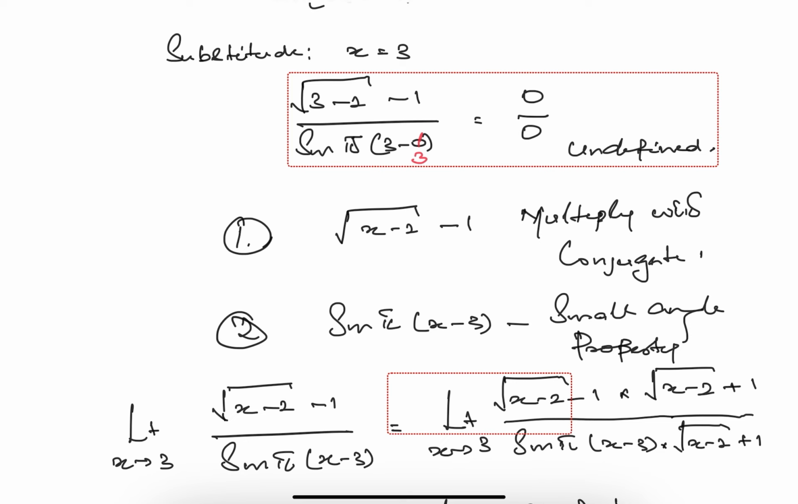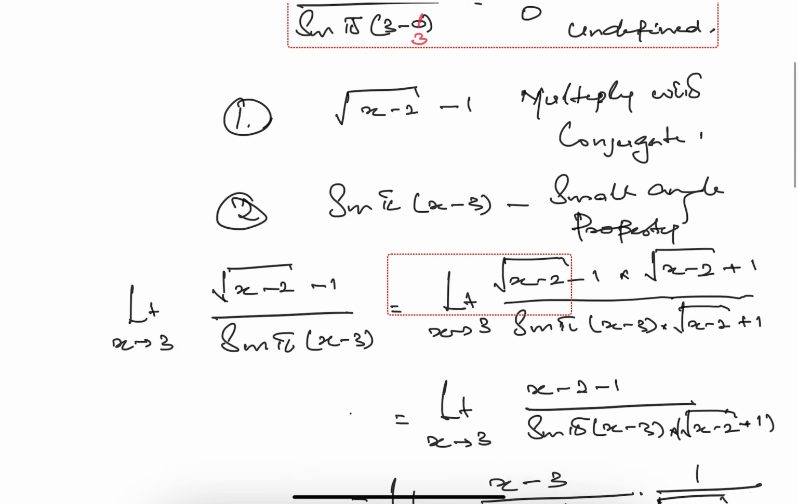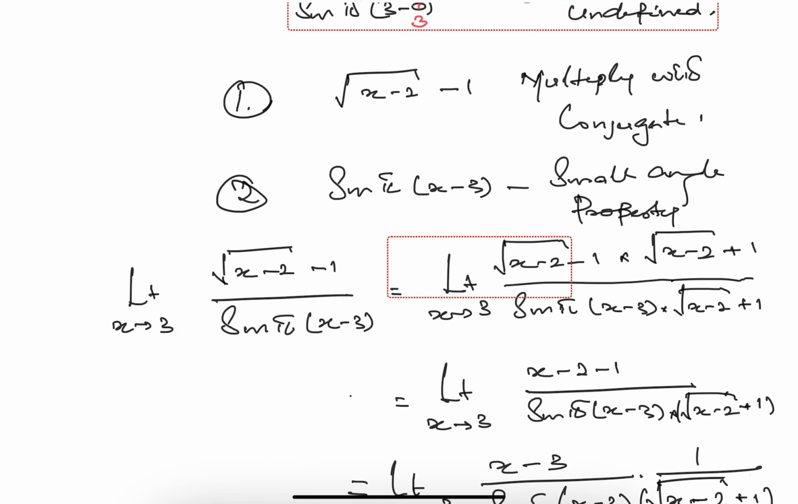So that's one idea. Idea number two: if you look at sine of pi times (x minus 3), as x tends to 3, pi times (x minus 3) becomes very small in radians, a very small angle. So we can use the small angle property. So there are two things we're going to do.